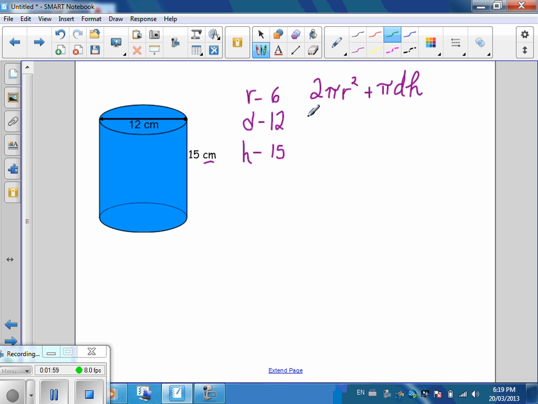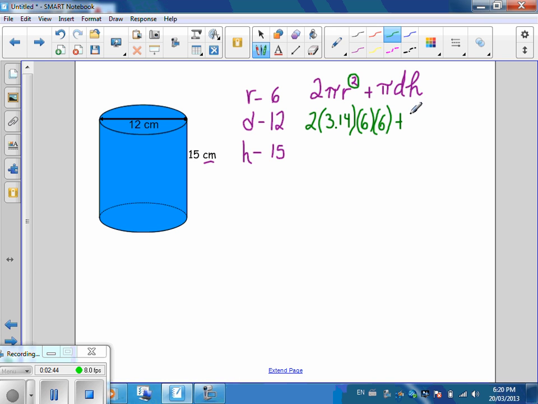Fill in our data. That's 2 times. These are all hugging, so they are multiplying. Pi. Do not use the pi symbol on your calculator. Use 3.14. Times r squared, which means r times r. It's a good strategy right now to not do 6 squared, because you might forget to square it or you do it wrong. So just show in your data that r squared would be 6 times 6. So that will give us the area of the two circles.